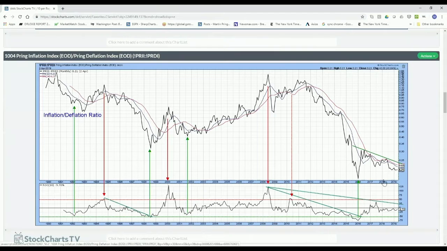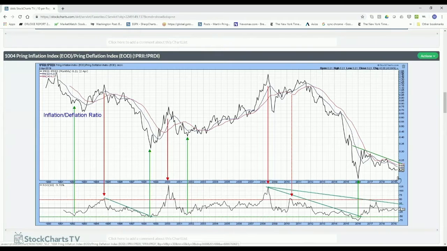To me, it looks as if it's in the process of forming a kind of a double bottom, because here's one bottom and then there's another bottom here. But until it breaks above this trend line, we won't know that this is a double bottom. And of course, if it breaks below this low here at 2016, that wouldn't be too good from the point of view of inflation, but from the point of view of deflation, it would be. So that's another point about following this ratio.